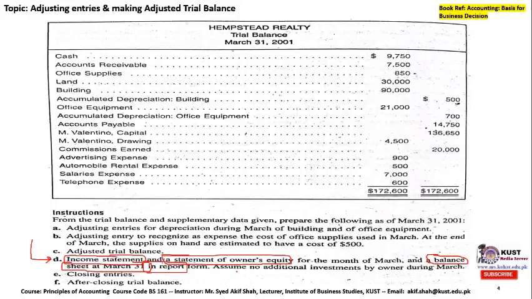Furthermore, the instruction states to assume no additional investment by the owner. The owner did not invest any further into the company's cash account or the bank account during March. So basically, what we are expected to do in instruction D is to make the financial statements.